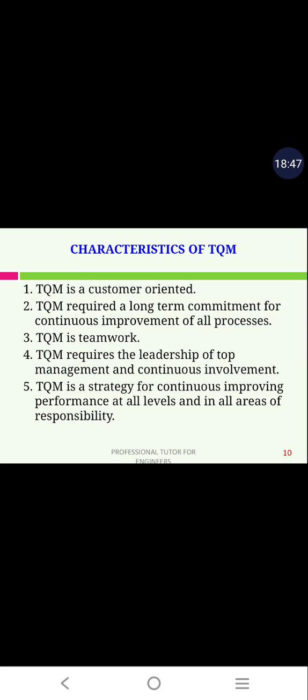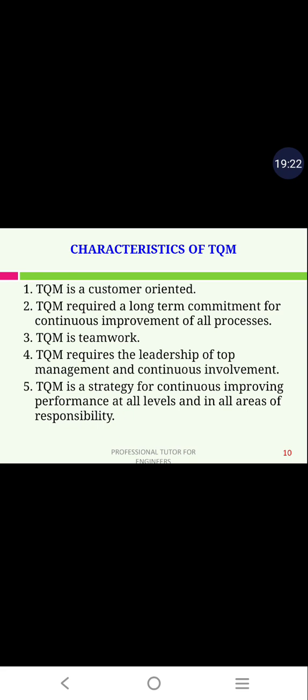TQM is teamwork, as we discussed earlier: all employees should get involved. And the fourth characteristic is that TQM requires the leadership of top management and continuous involvement. Without the support and involvement of management, TQM cannot be successfully implemented.